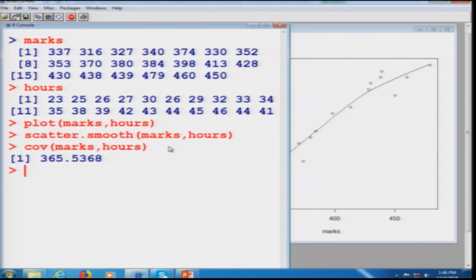And now I try to find out the covariance between marks and hours, that will indicate the direction. So, you can see here that the value of the covariance is 365.5368, and it is positive. So, it is matching with our graphical conclusion that the relationship is positive. Now, I will try to find out the correlation coefficient between marks and hours, and you can see here this is 0.96. Right. So, you can see that this correlation coefficient takes care of the variance as well as the covariance between the two variables.